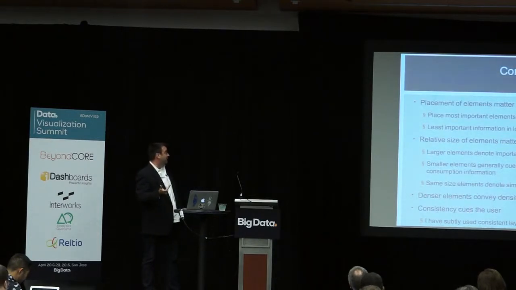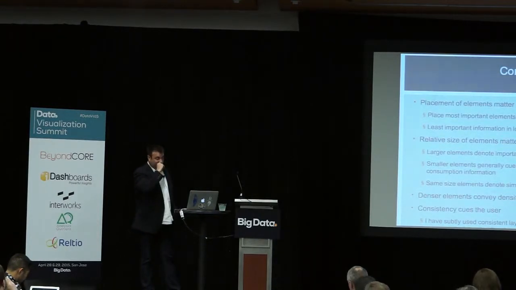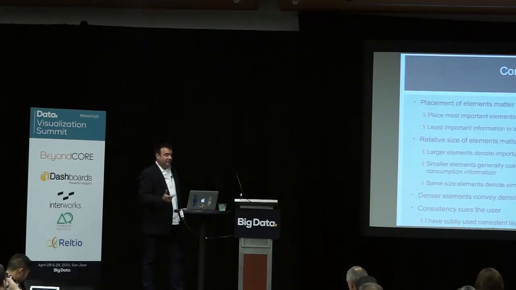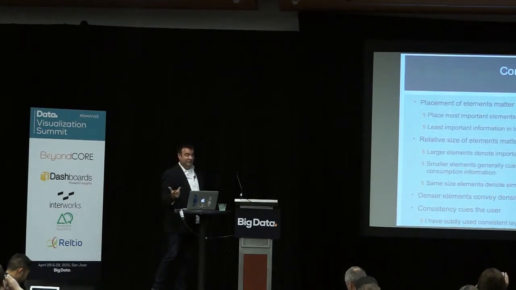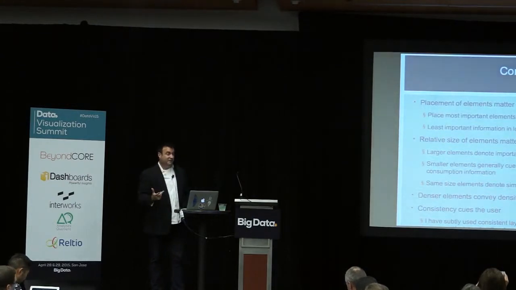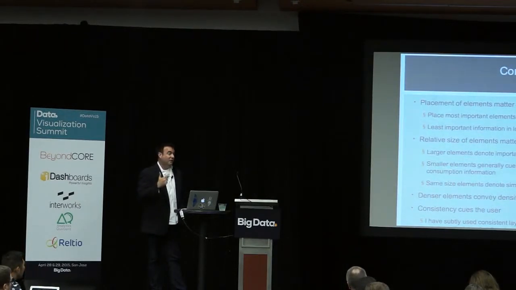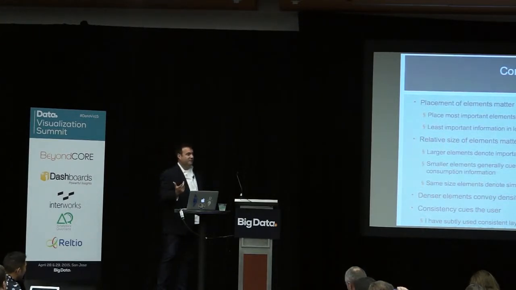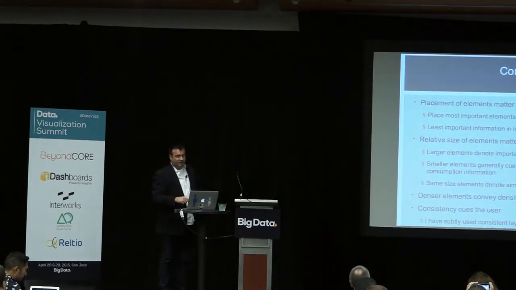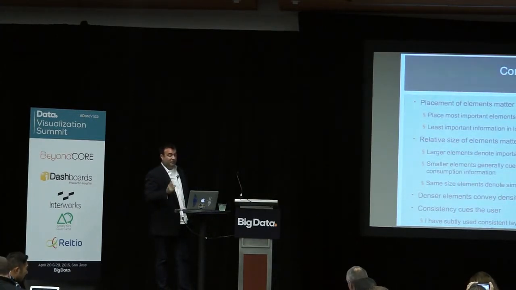So, in conclusion, the placement of elements matters. Place the most important elements in the upper left, least important information in the lower right. The relative size of elements matters. Larger elements denote importance, and smaller elements generally cue for additional detail or more informative consumption information. This is one of the reasons why tree maps are such a powerful thing, because they're encoding by size and color. They're encoding two different pieces of information. And then same size elements are going to denote similar importance of information.